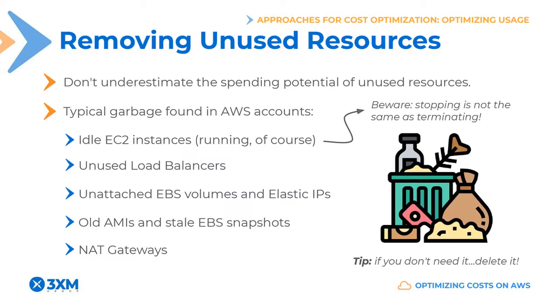You'll be surprised by how much garbage one can find lying around in an AWS account. Things like idle EC2 instances, stale EBS snapshots, unattached elastic IP addresses, load balancers, NAT gateways, just to name a few of the most common. All these things incur costs, and they won't cease to do so until you delete them.